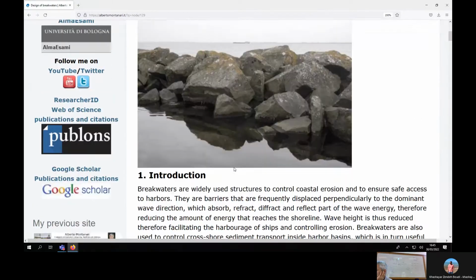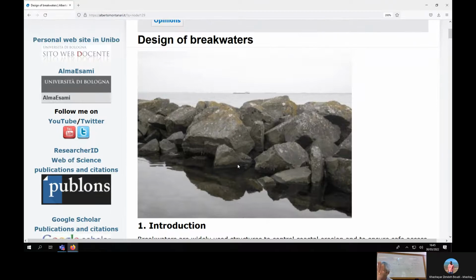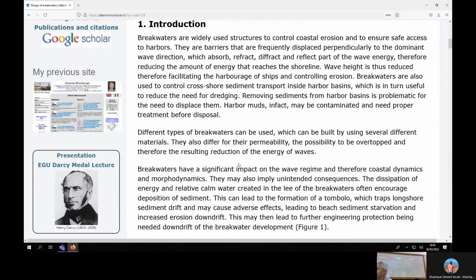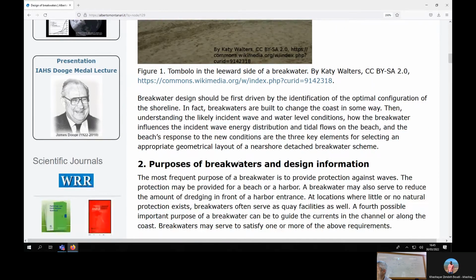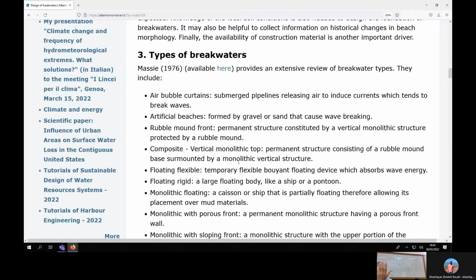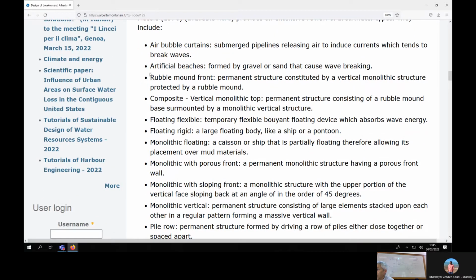So, design of breakwaters. As I said, part of this lecture is already in your background. So you know what a breakwater is. I think you also know the different types of breakwaters. There are the rubble mound breakwaters, and then we can build breakwaters with air bubble curtains, so we can use air bubbles. And also we can build up artificial beaches, which act as a breakwater.